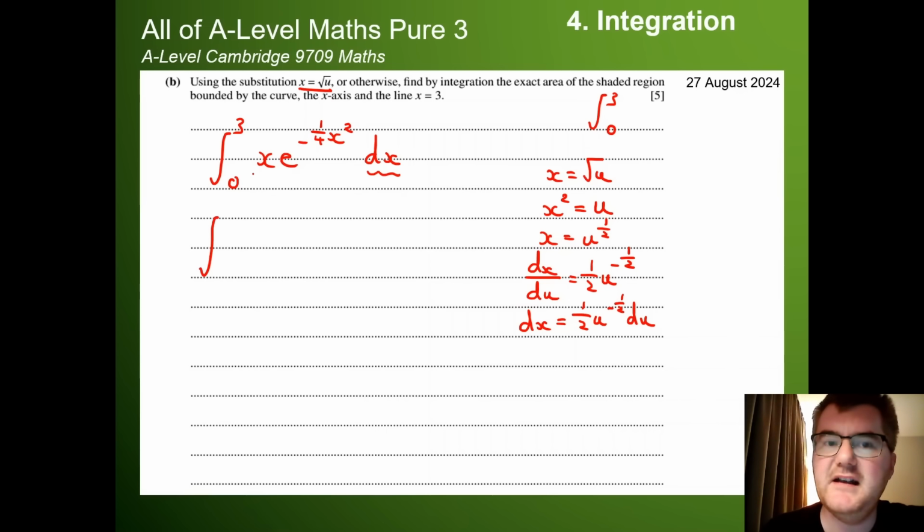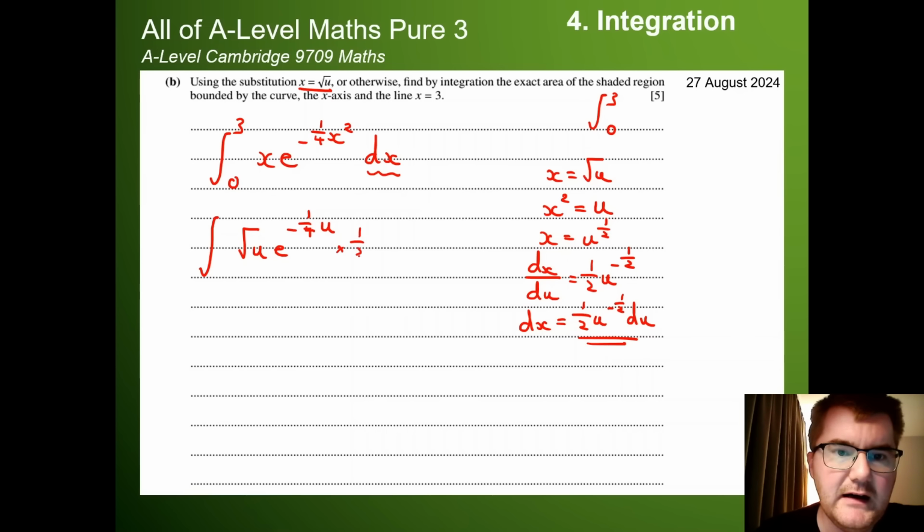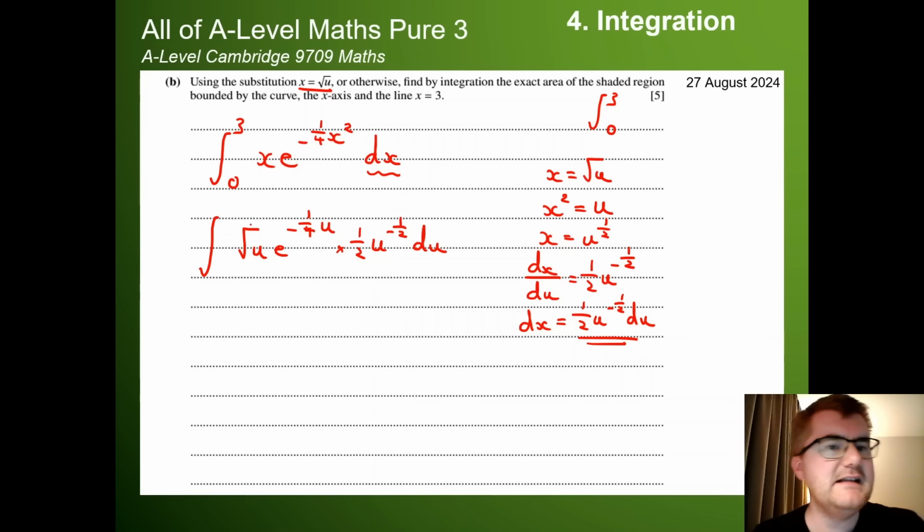So I'm not going to put numbers there for the start. So x here is equal to root u. And now x squared is just u. And then we put in this part to replace the dx. So we have times 1/2 u to the power of minus 1/2 du. And let's now talk about the limits here.